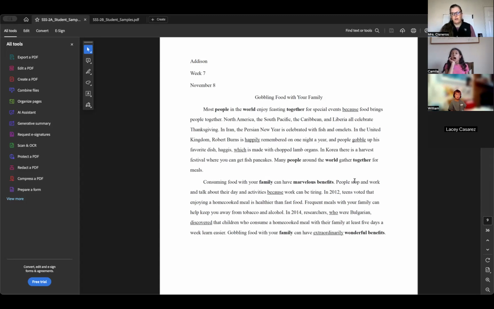Look at the second paragraph. She has family, marvelous, benefits. And then look at the last sentence. She has family, wonderful, benefits. So we see family and family, those match, and we see benefits and benefits, but here she reflected. Remember, you repeat or reflect. So she has marvelous and wonderful. Those are two different words, but they mean kind of the same thing.